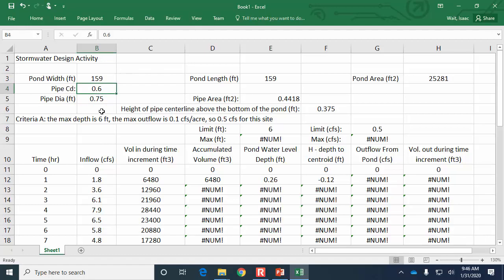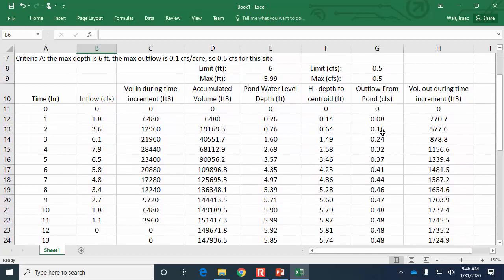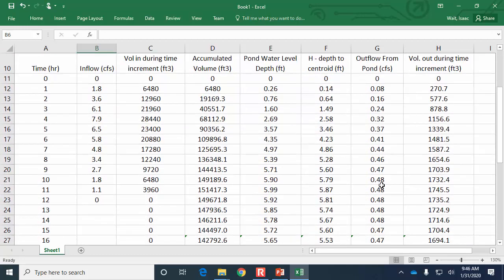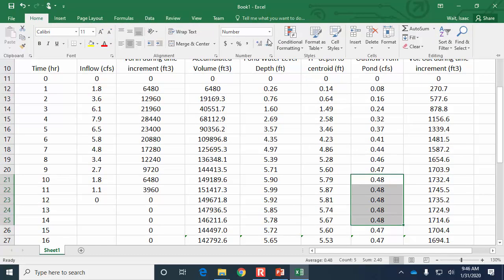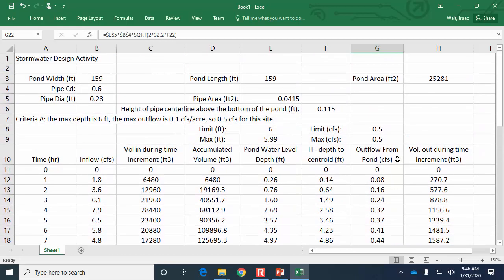If you have the width 159 feet and the diameter of the pipe 23 feet, then the outflow gets pretty close but doesn't go over 0.5. So, if we look at more digits of accuracy there, we're getting 0.485. So I guess maybe I could make the diameter a little bit bigger, maybe 0.35.